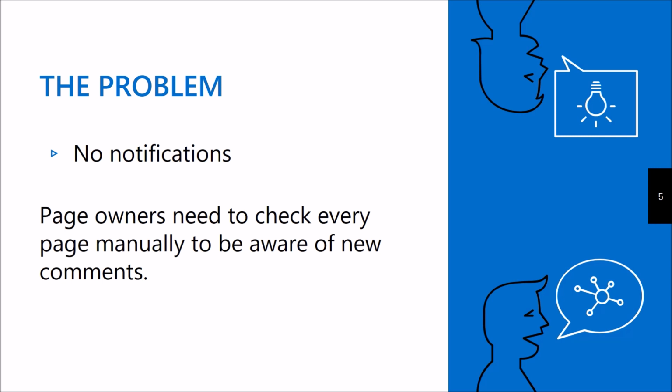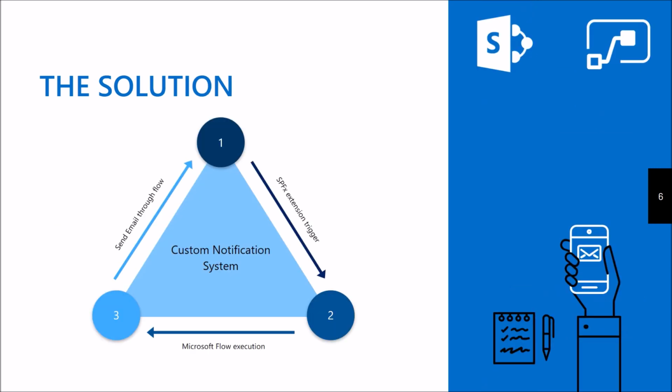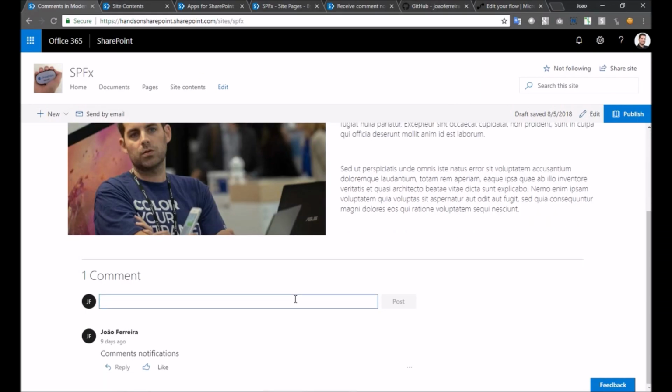your pages manually. To build this solution, I've used a custom SharePoint Framework extension that is responsible for updating data on SharePoint lists that will then trigger a flow inside of Microsoft Flow that is responsible for sending the notifications by email to the page owner. So let's see how everything was made and how you can easily replicate all of this on your own SharePoint environment. If you are not familiar with modern SharePoint yet, the comment section is located at the bottom of your page.